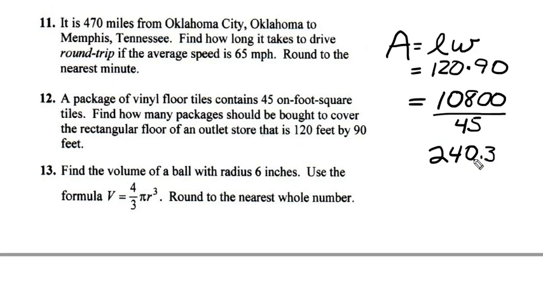Now if this were like 240.3, then you might say, well, I'll round off, I'll only buy 240 packages. But that wouldn't be good because you'd have a little corner without enough tiles. So you'd have to buy 241. Now remember, this one came out even, so that was the exact number. But if it came out with a little fraction, you'd have to get one more package in order to cover that. Okay, let's go on.